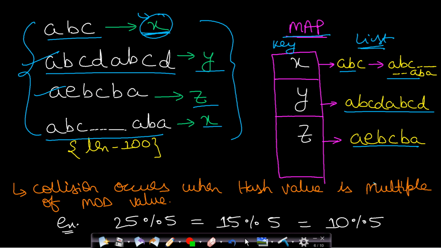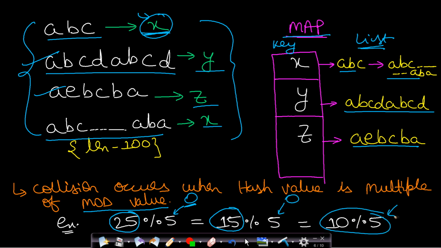Now collision occurs when the hash value is a multiple of your mod value. Let's say you are using a very simple hash function using just a mod of a prime. In this case, if your calculated hash value is, let's say, 25, and you are taking mod with a prime number, let's say 5, then it will give you 0. Now if your hash value is 15 and you are taking mod with 5, then this will also give you 0, and this will also give you 0. Now the hash value calculated is different for these 3 cases, but the prime number is actually a factor of your hash value. So all these will be pointing to the same bucket. Therefore we can have collisions in a hash map.